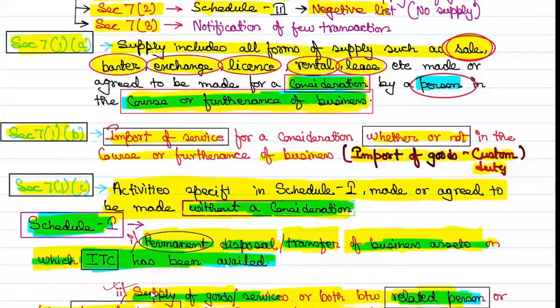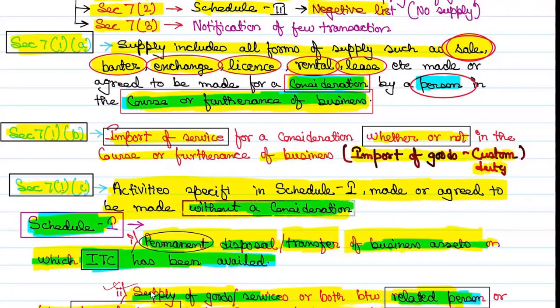That supply should be of goods or service. Among all those, the important parts were that it should be for consideration, and it should be in the course or furtherance of business. Correct. These are the two most important aspects. There are more aspects. It should be goods and service, it should be taxable goods, a taxable supply, made by a taxable person, in the taxable territory. Those are secondary conditions, but most important are that it should be for consideration and in the course and furtherance of business.